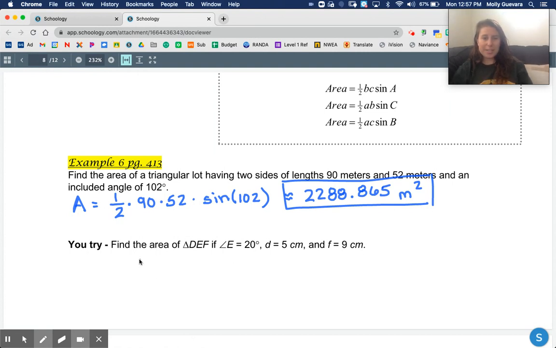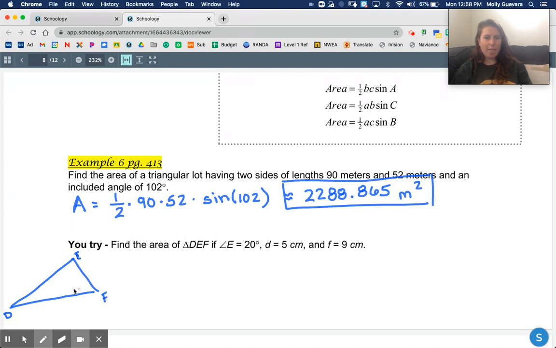I want you to try this one. Go ahead and pause the video and give it a shot. If you need to draw it, that's fine too. But pause the video and then when you're ready to go over it, hit play. Okay, so again, I'm just going to draw this. Hopefully you guys gave it a shot. It doesn't do you any good unless you try it.